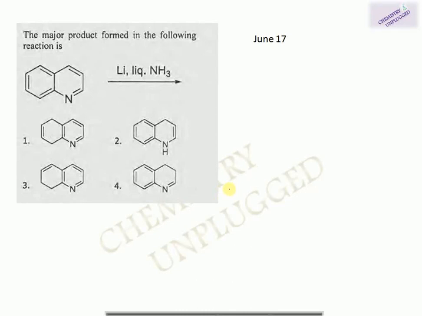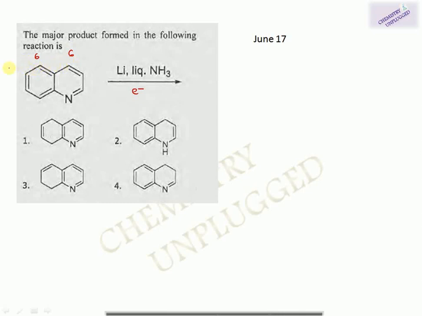So I have told you about this reaction in a previous video: lithium in liquid ammonia will provide electrons, and it will attack the ring which is electron deficient. In the previous case we had indole, where the benzene ring is electron deficient compared to the 5-membered pyrrole ring. But in the case of quinoline we have two 6-membered rings, and both of them have 6 pi electrons.